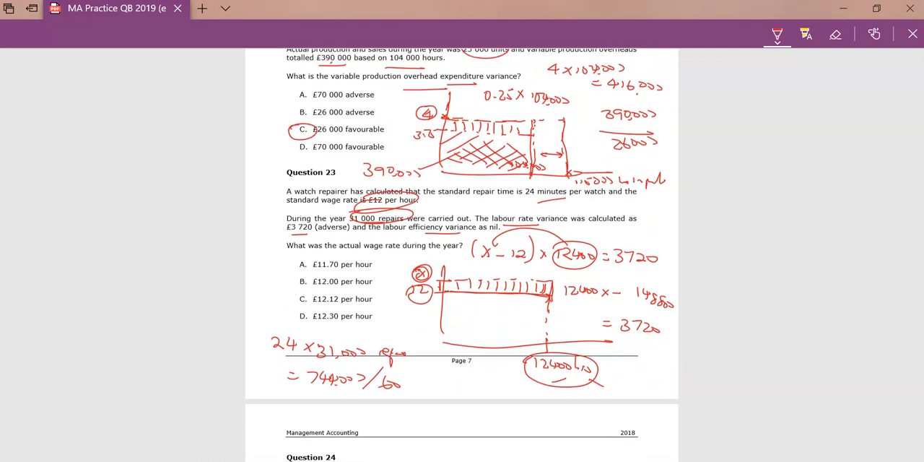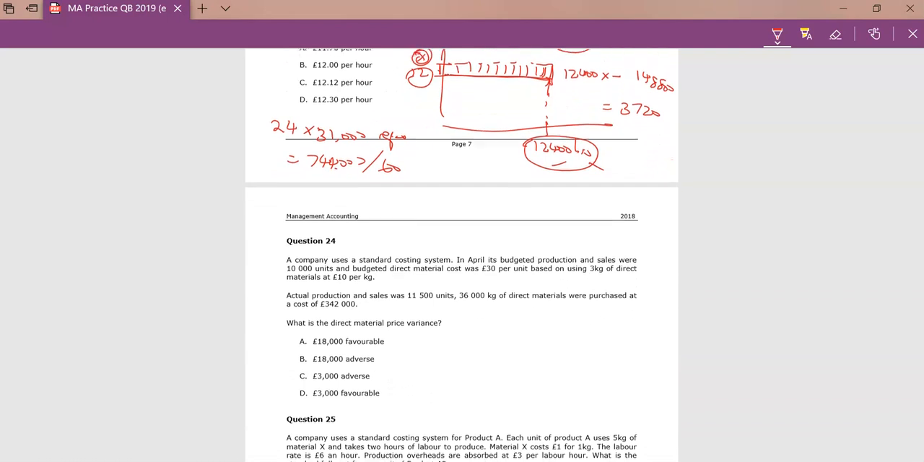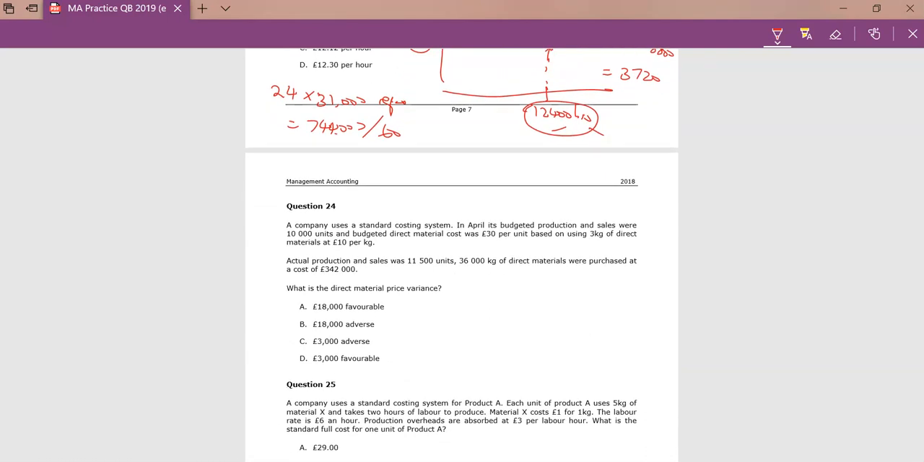Okay, let's go very quickly to the next one, question 24. I'm sure you're practicing it before you look at the video, as opposed to the other way around. It says the company uses a standard costing system. In April, budgeted production and sales were 10,000 units. Direct material price variance. Like I say, I'm interested in the inputs, not this initial budget. So the focus comes straight here. I'm flexing my budget, which is why I'm focused on the actual inputs. I'm now interested in the amount of inputs that go into making this thing.